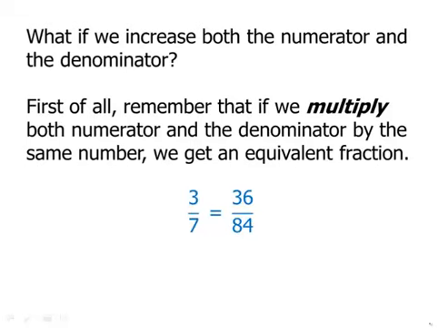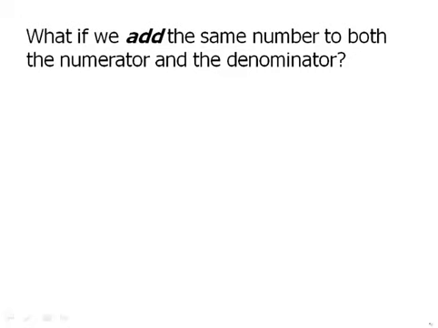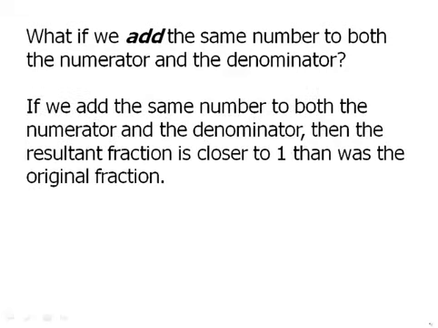What if we add the same number to both the numerator and the denominator? So this is an interesting little trick, and this might save you time if you can understand how to apply this. If we add the same number to both the numerator and the denominator, then the resultant fraction is closer to 1 than was the original fraction.